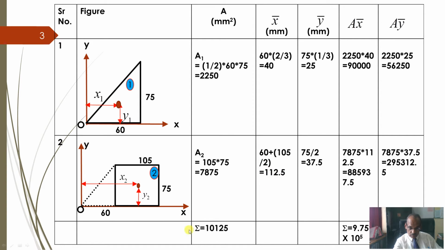So this is the x coordinate. And for the y coordinate, this is the centroid of the rectangle. If I draw a horizontal line, it will intersect at half the distance, so 75 by 2, 37.5. This is the y coordinate. Now let us take the multiplication. A2 x2, this is the figure. A2 y2, with 37.5, this is the figure. And let us take the summation of A1 plus A2. This is A1 x1 plus A2 x2, and this is A1 y1 plus A2 y2, the summation.